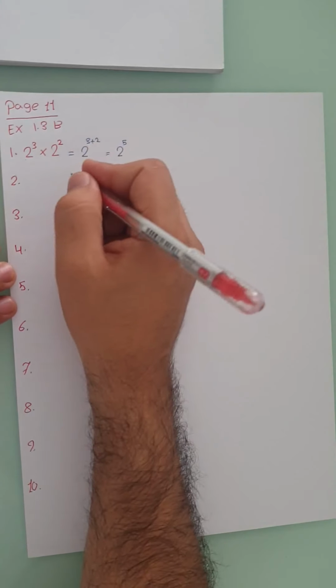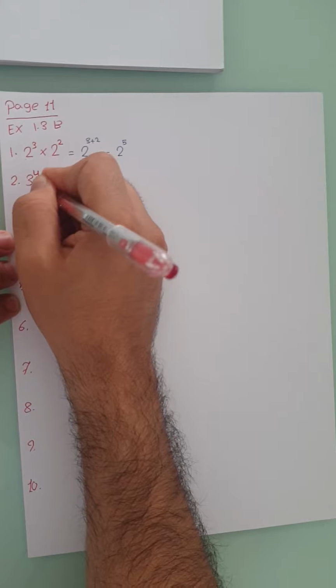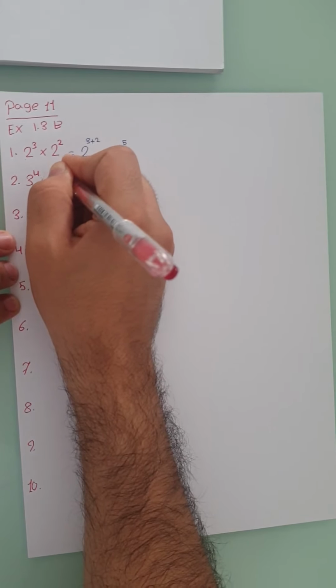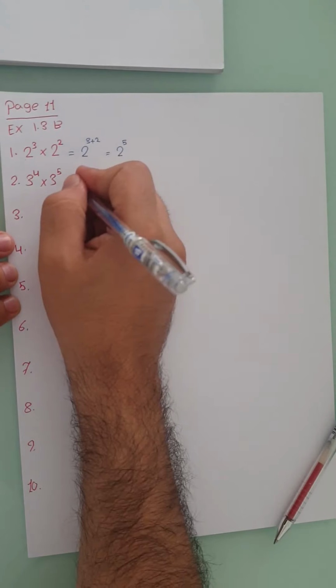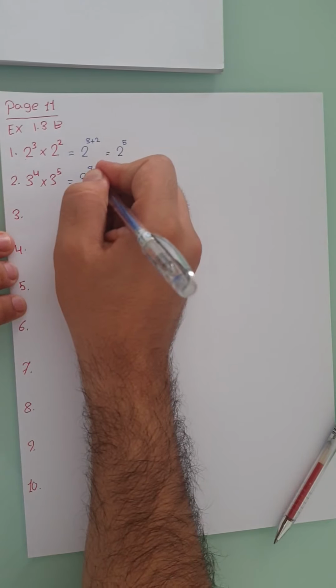Okay, now we have another question. 3 to the power of 4 times 3 to the power of 5. Alright, check. Same base? Yes, same base. I'll write it down then. 4 plus 5 is 9.